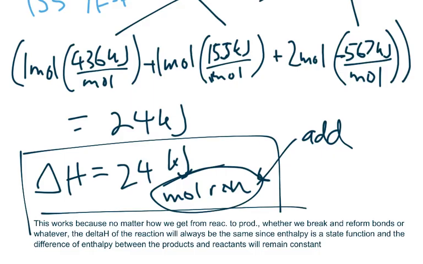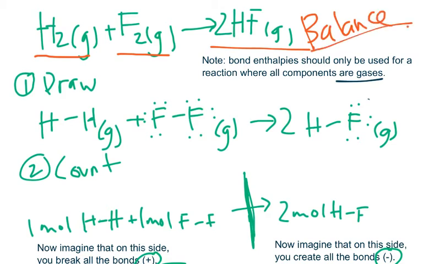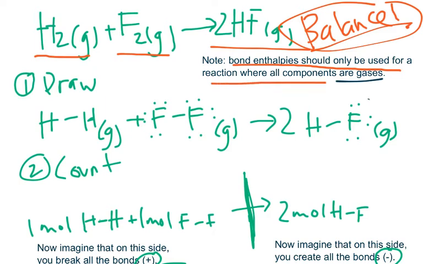So you might be wondering, why do we care about bond enthalpy? Well, it lets us predict the approximate delta H of a few reactions. So the first thing we are going to consider is the reaction between H2 and F2 to make 2HF. Notice that you have to balance all your reactions. So balance, and this applies to almost everything. Just balance if you can. And before we begin, note that bond enthalpies should be used for a reaction where all the components are gases. Since all these are gases, we are good.